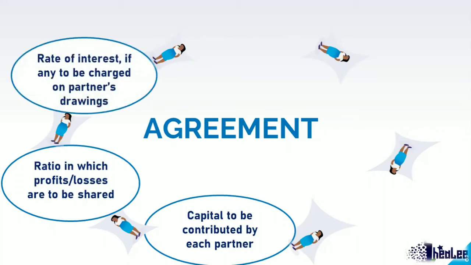Another aspect of it is a rate of interest, if any, to be charged on partners' drawings. So the partners may take cash or any assets from the business for personal use. But to limit the amount of drawings that the individuals take from the business, they would agree to apply a rate on that for interest. So they would charge them interest. So basically the interest is a penalty on the drawings that they have taken from the business.